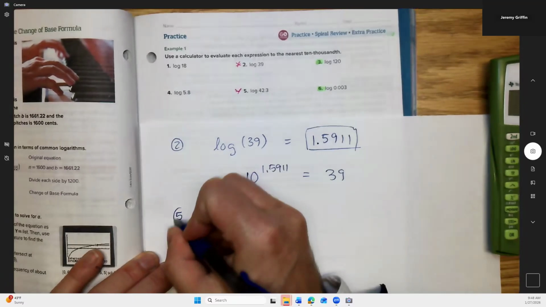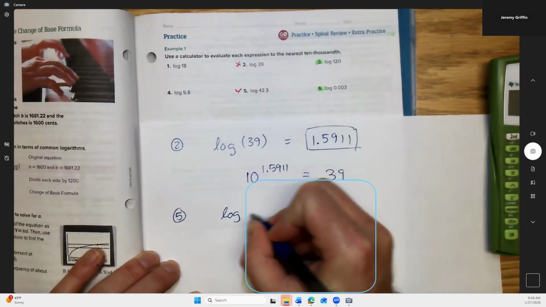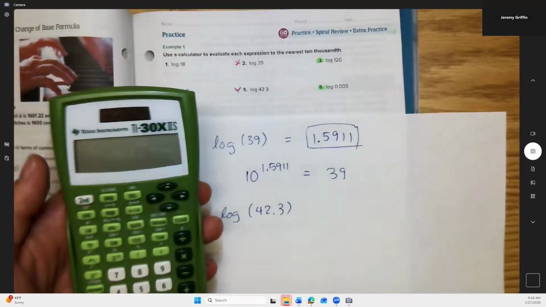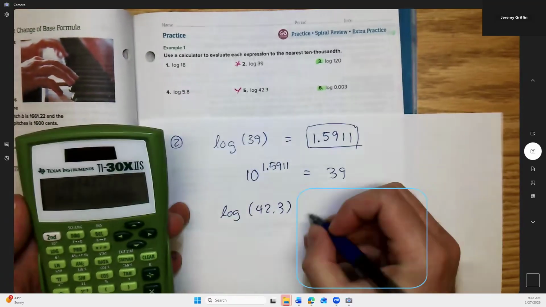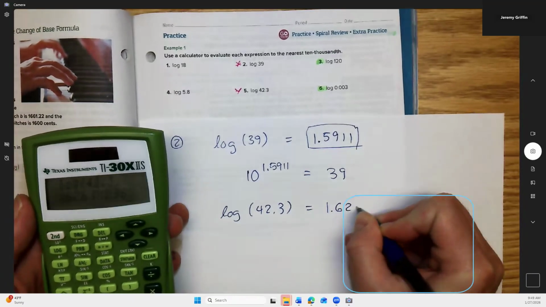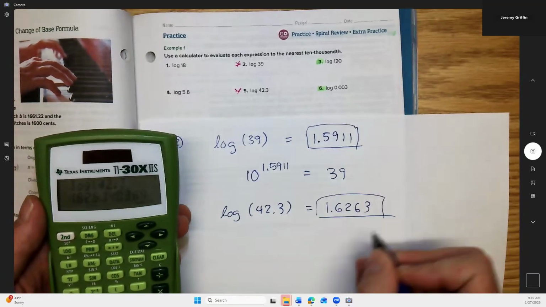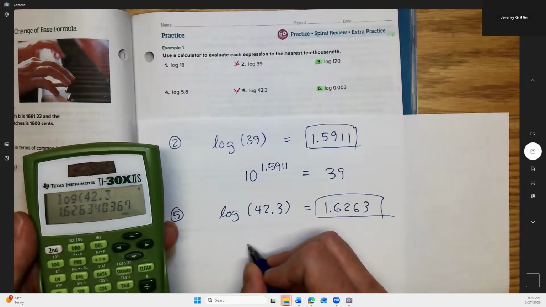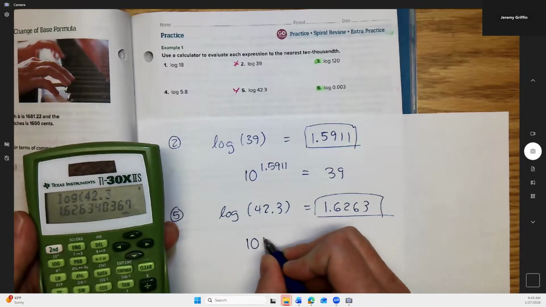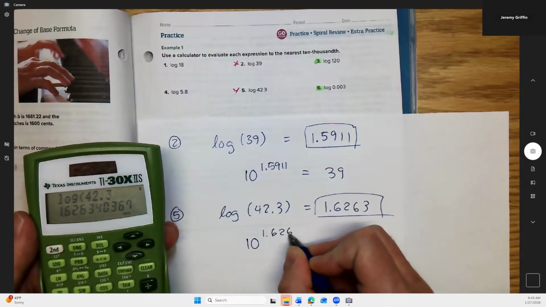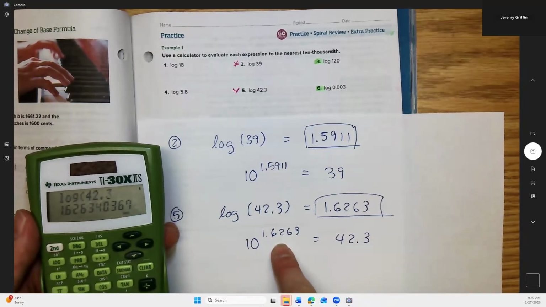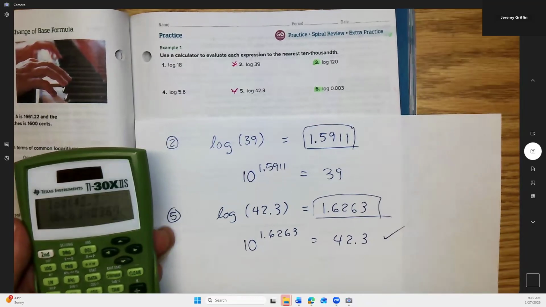All right, number 5. Log of 42.3. Let's type it in. Log 42.3. I'm looking at 1.6263. Okay. Let's write that as an exponent. How can I write that? Yeah, 10 to the 1.6, whatever, should equal this number. I know 10 to the 1 is 10. I know 10 squared is 100. 42 is somewhere between 10 and 100. That has to work out.